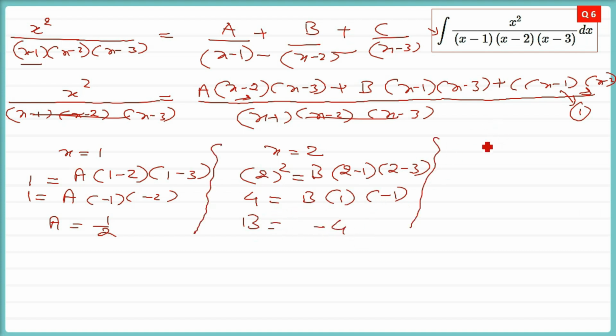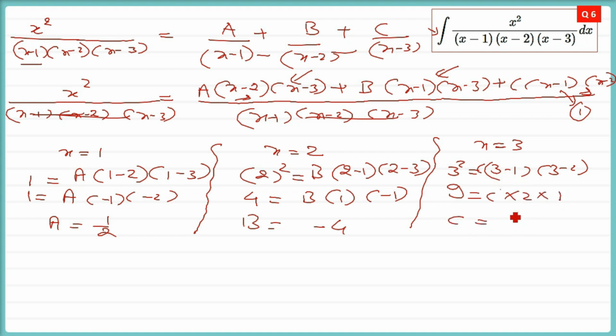Now the third one will be x equals to 3. When you put x equals to 3, the second and the first term will vanish. Only the c will be evaluated. On the left you have to put x equals to 3. So 3 square will be equal to 3 minus 1 into 3 minus 2. So 9 will be equal to 3 minus 1 is 2, c into 2 and 1. So c became 9 by 2.